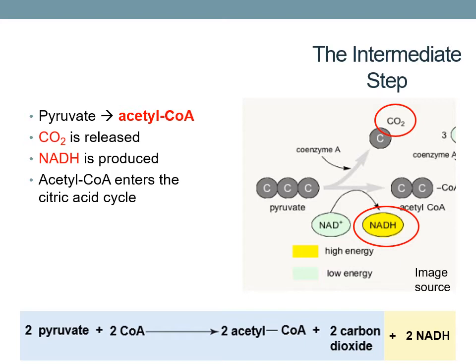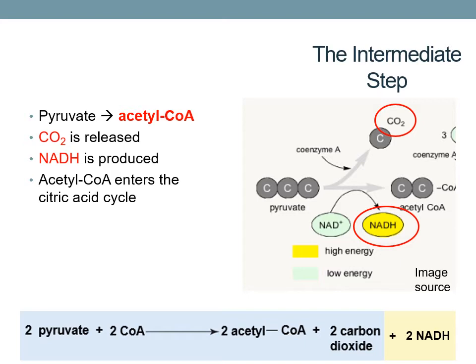Pyruvate still has the original 6 atoms of carbon that came from the original glucose molecule. The molecule has only split in half. During the intermediate step and Krebs cycle is when the molecule starts to be degraded and will lose all 6 of the carbons in a stepwise fashion.